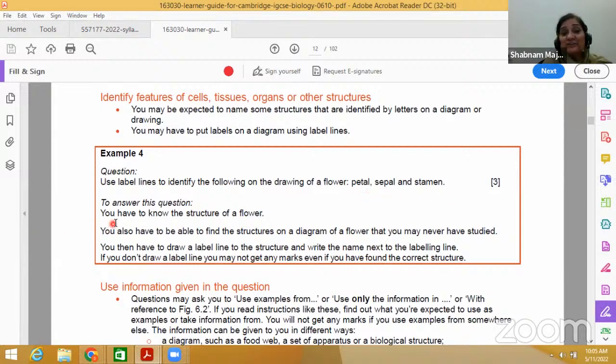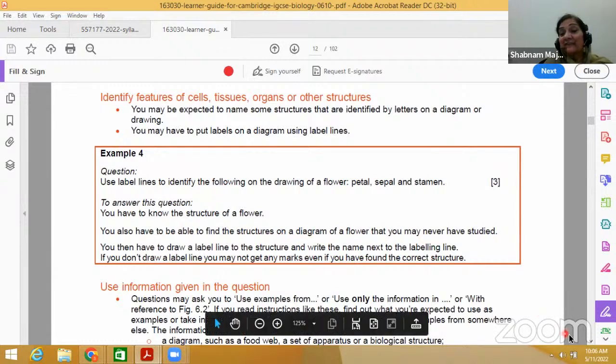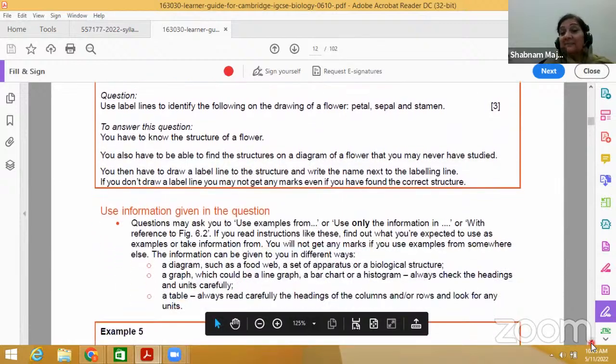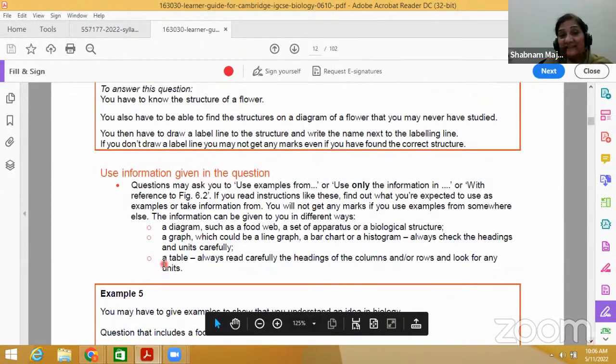To answer this question, you have to know the structure of a flower. So bring it to your mind, the whole typical flower. There is an insect pollinated flower, there is a wind pollinated flower. So you need to bring that information into your mind. You have to answer on the structure of a flower. You also have to be able to find the structures on a diagram of a flower that you may never have studied. Sometimes they can give you any flower you have never studied.